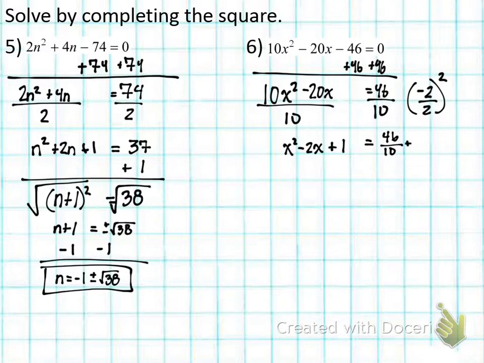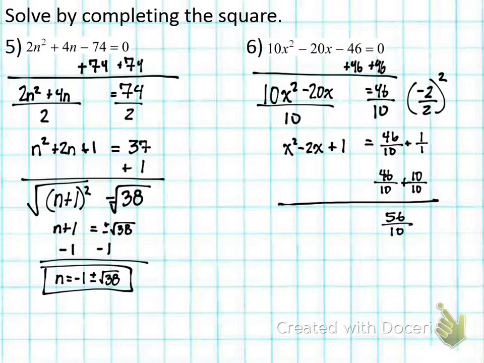Okay, so I'm going to add 1 over here. This is like saying 1 over 1, right? But we don't want 1 over 1. We need to add the fractions with the common denominator. So 46 over 10. We're going to add 10 over 10, right? Because we need to convert 1 over 1 as 10 over 10, right? 46 plus 10 is 56 over 10. Left side is x minus 2 squared.